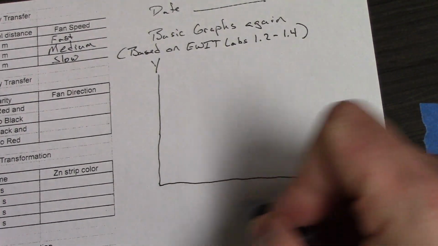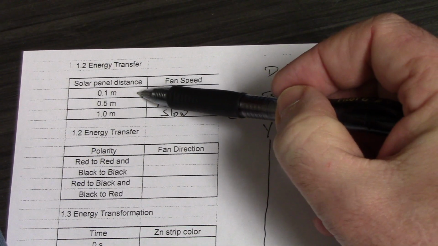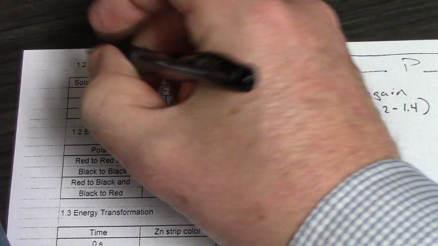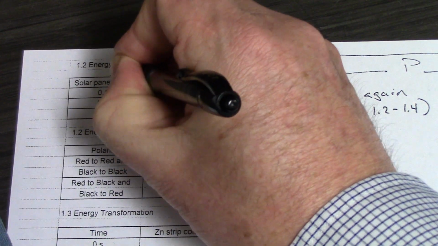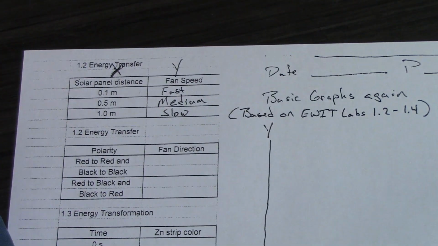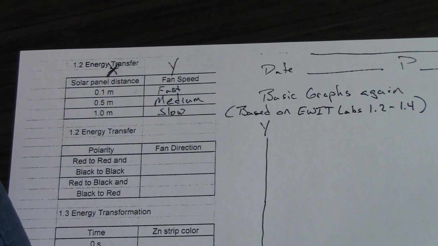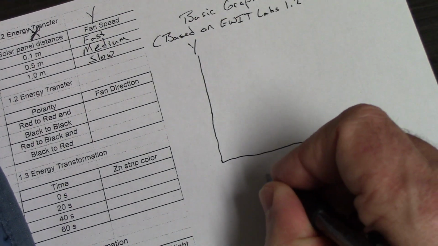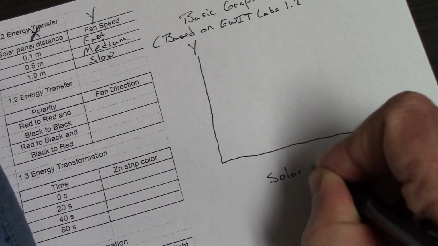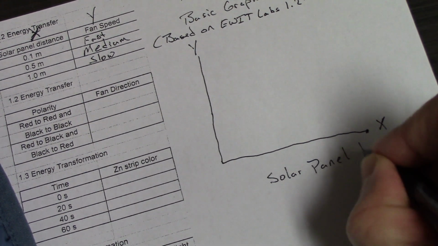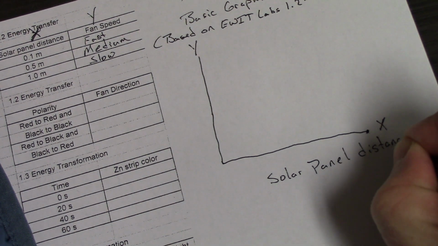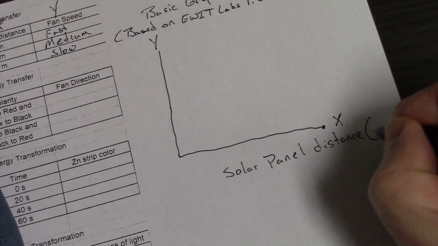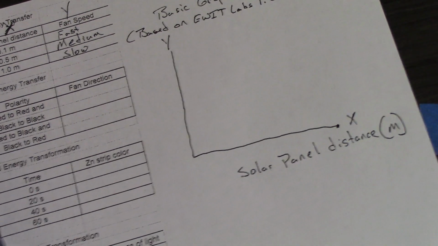Then we are going to label each one based on what's on the T-chart. In our class, we're always going to have the x-axis and the y-axis in these positions. This is alphabetical order, and you're going to see this in other classes probably. So our x-axis will be solar panel distance. And I'm going to put meters in parentheses there to remind me that that is the unit we're using. The y-axis is the fan speed.